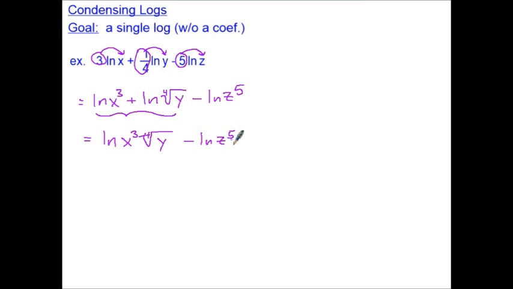But now I have log minus log, and anytime I have log minus log, I can turn that into a single log of a quotient. So now this becomes natural log. My numerator becomes the x to the third, fourth root of y, and my denominator becomes the z to the fifth. I'm begging you, please don't write it as a natural log on top and then natural log on the bottom, because that's basically what the change of base formula is, and that's not what we're doing here. So please avoid that sort of mistake. It makes me sad. But anyway, here's our final answer.